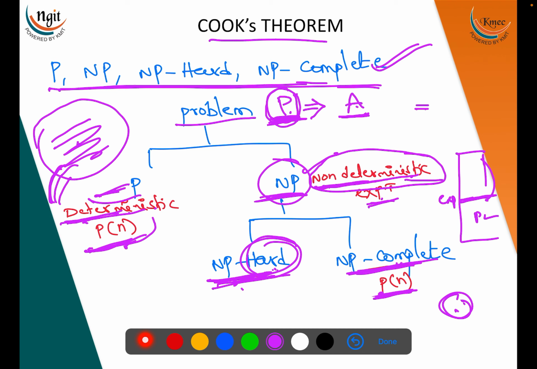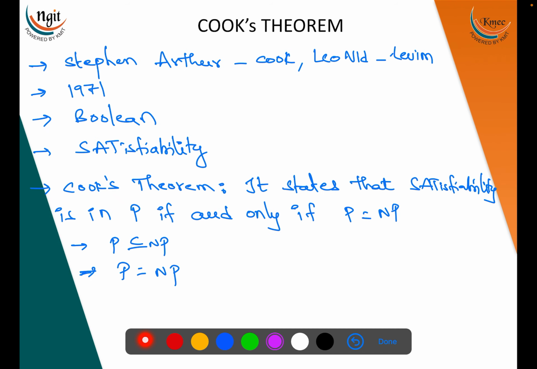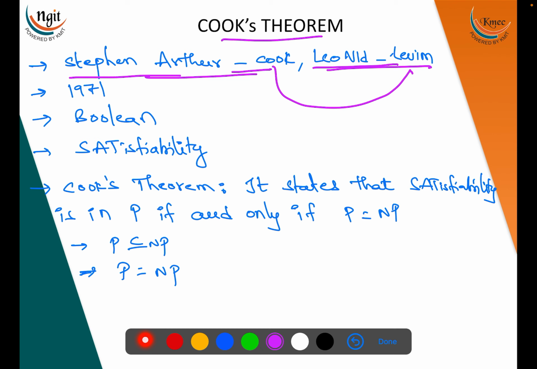Now let's see what Cook's theorem is. Cook's theorem was introduced by Stephen Arthur Cook and Levin. These are the two persons who introduced this theorem, so it is also known as the Cook-Levin theorem. It was introduced in 1971. Cook's theorem basically takes Boolean values, that is true or false values, and it deals with the satisfiability problem.